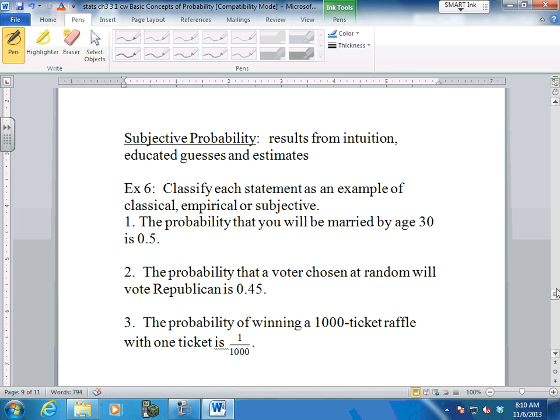Okay, subjective. One last one, guys. Subjective probability results from your intuition, your educated guess. Someone's going to say, what's the probability that these kids are all going to go to college? Well, theoretically, we can look up what the probability is when kids have a certain grade point average. But you can look at them and say, I know this kid's going to go. I know what's in my gut. This kid's a definite college kid. So if you can throw in your gut reflex on that, that's called subjective probability.